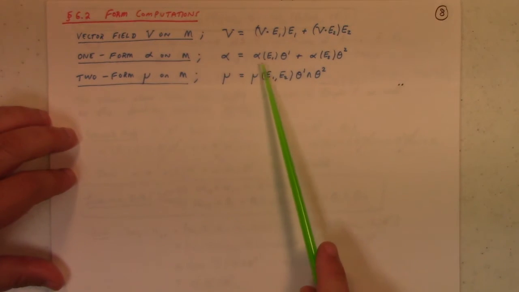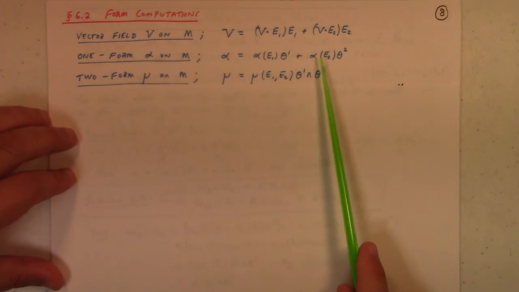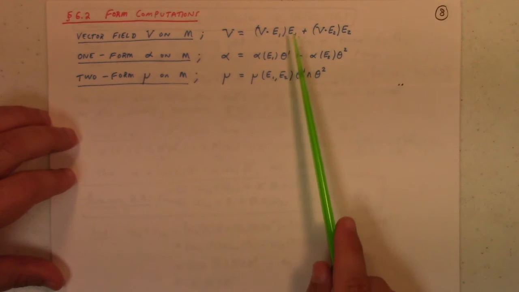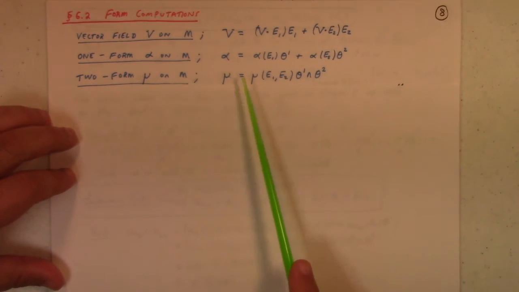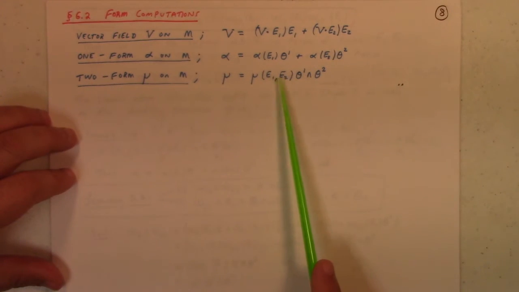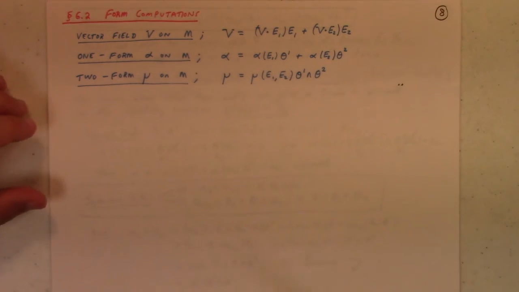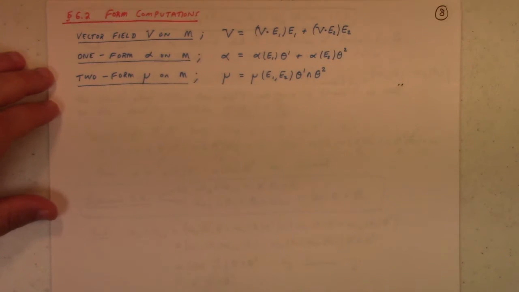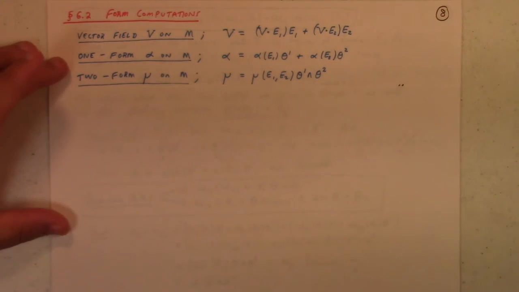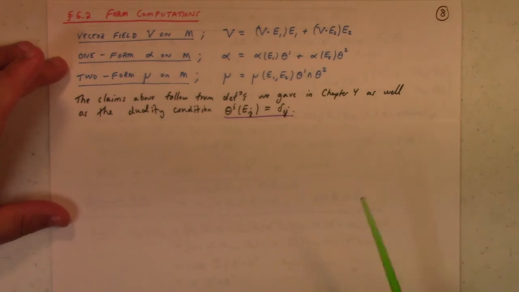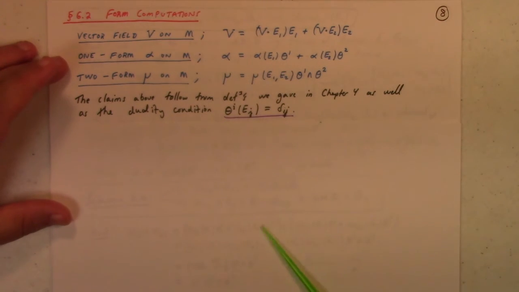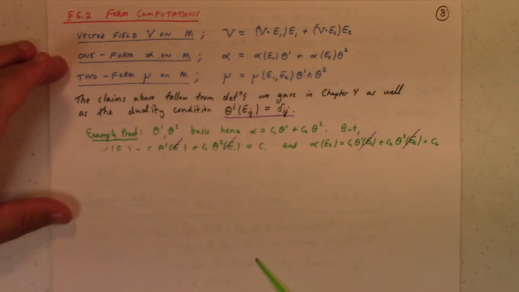A one form on M can also be expanded in terms of the coframe, the dual frame, E1 and E2, like this. And a two form is determined by its values on the pair E1, E2, like that, all right? So if you use these, you can calculate just about anything. These claims follow, again, from the definitions we gave back in Chapter 4, as well as the duality of the coframe. Here's an example of how to prove one of these things.